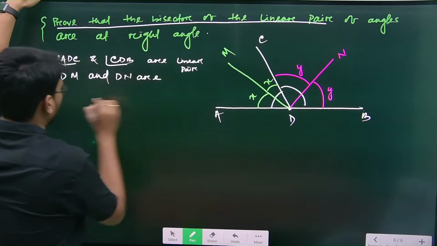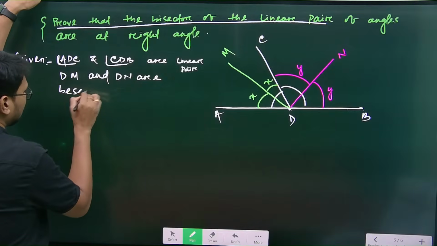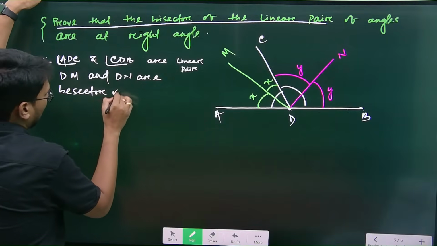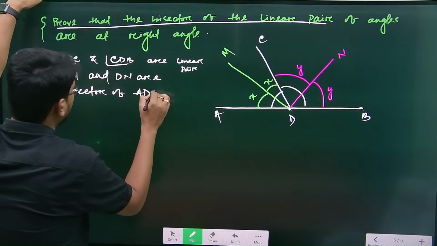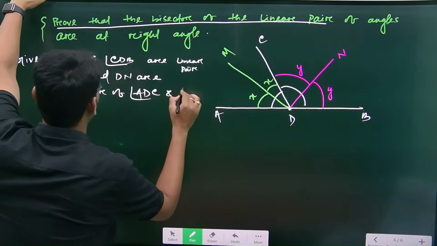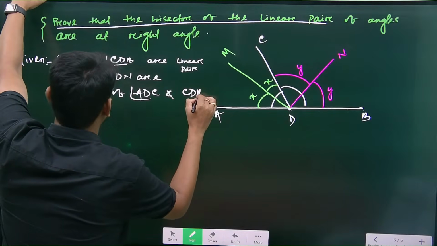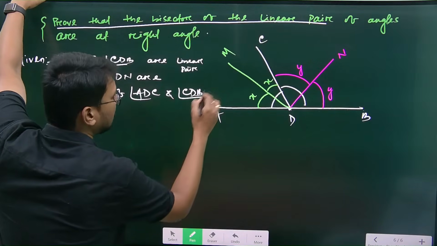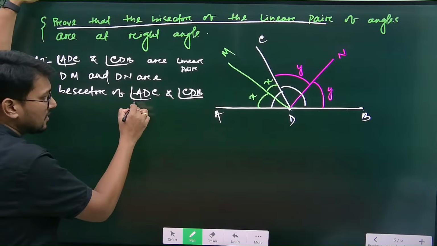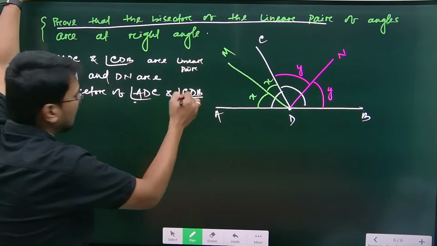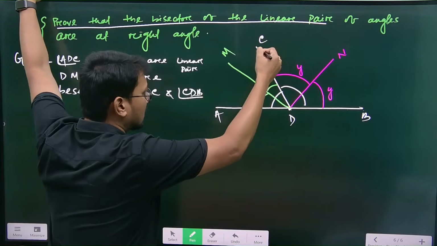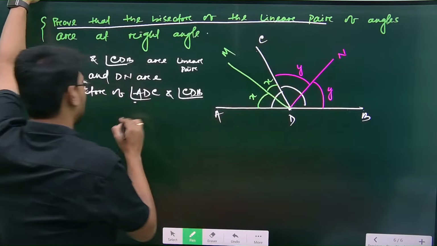are bisectors of ADC and CDB. DM is the bisector of ADC and DN is the bisector of CDB respectively.